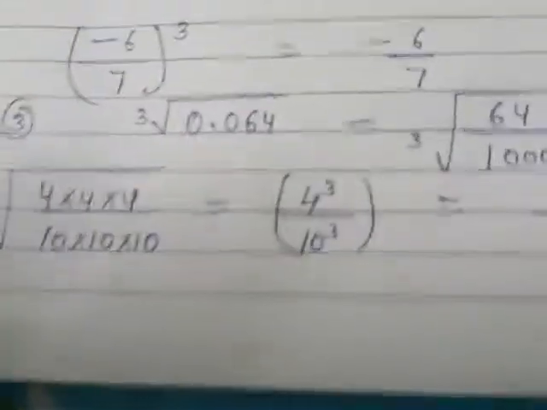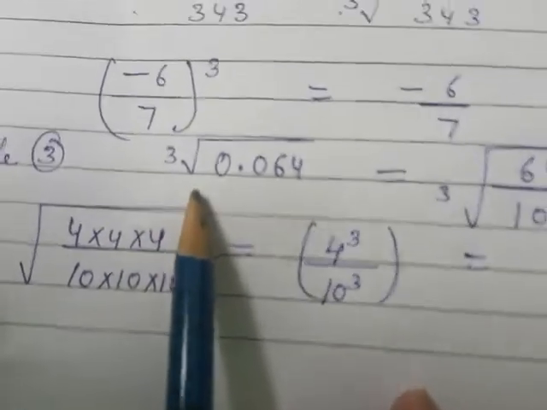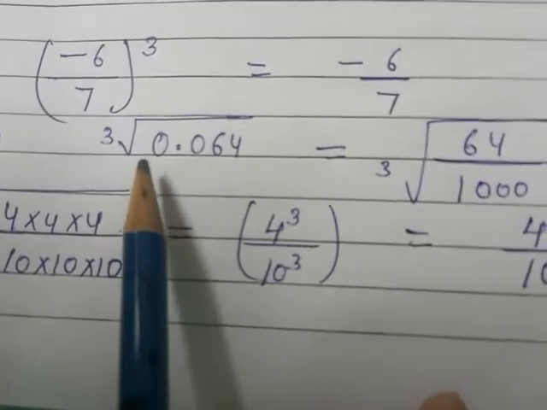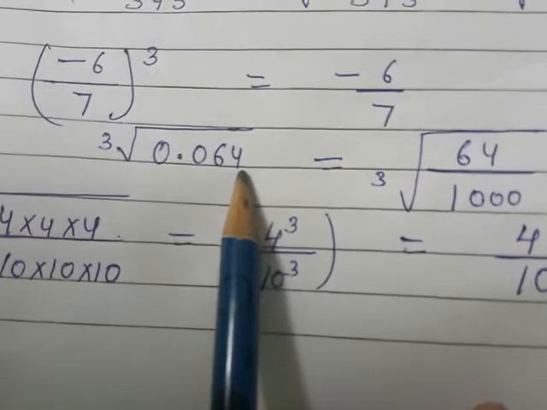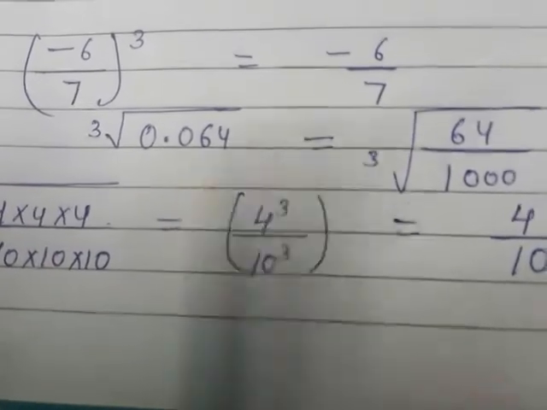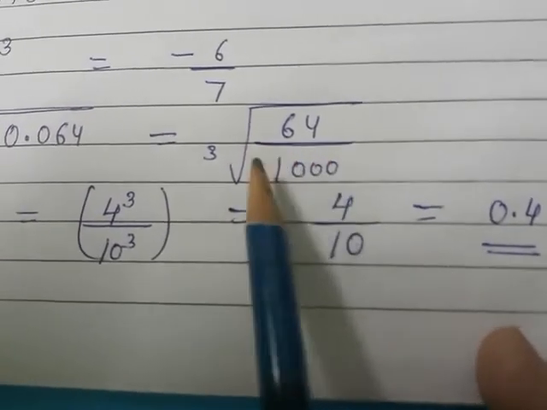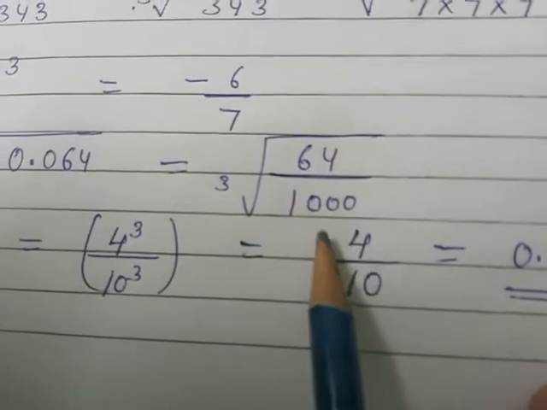In the same way, I have taken one more example of decimal, children. How will you find out the cube root of 0.064? The first thing is that in the decimal number, we have to remove the decimal. So here, children, I have removed the decimal, that is 64 upon 1000. We have to find out the cube root of this number.